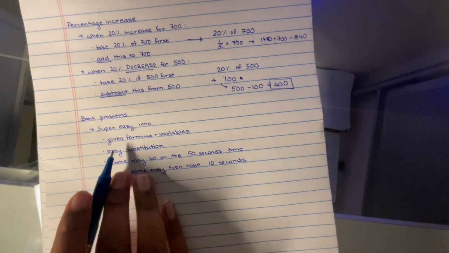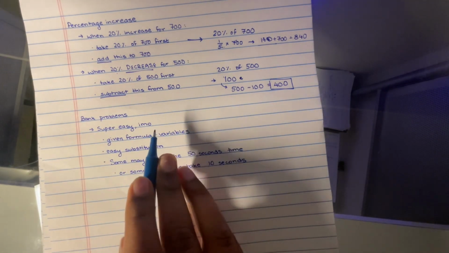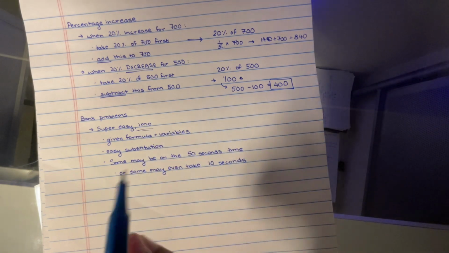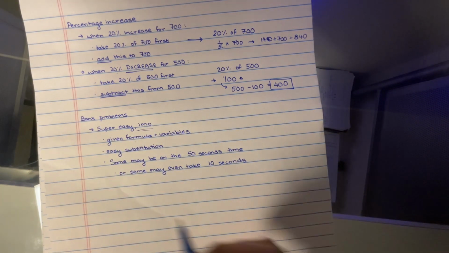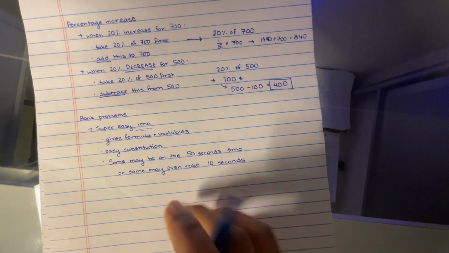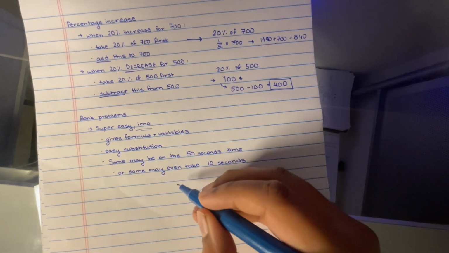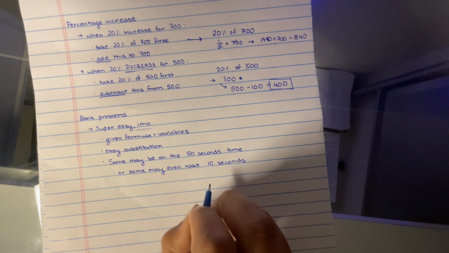Okay, so finally is bank problems. These are super easy in my opinion. You're just given a formula and variables, and you just do easy substitution. Now the only catch here is that, as I said, you'll have this huge paragraph. You have to be able to dissect the actual information you need.